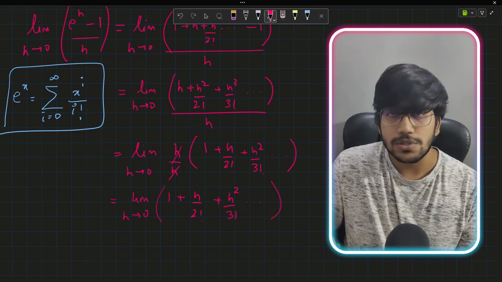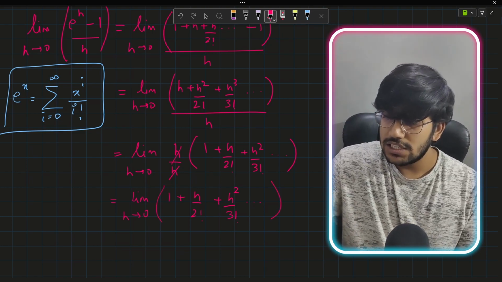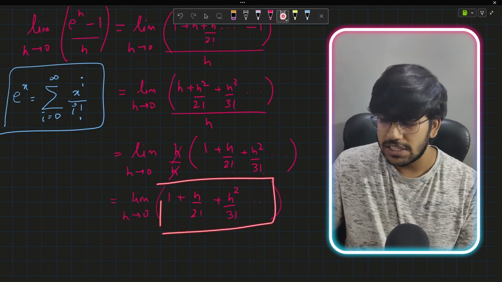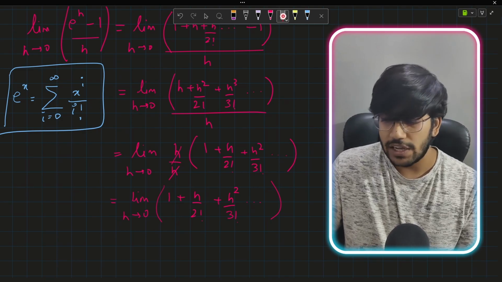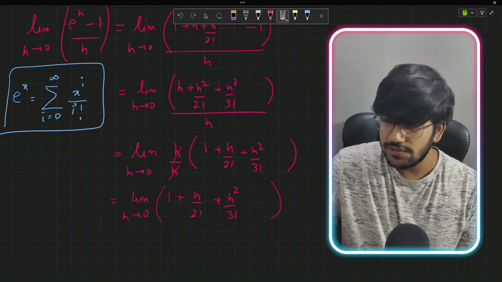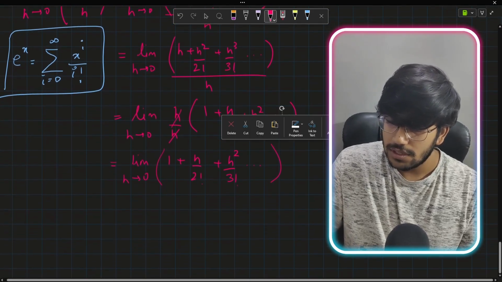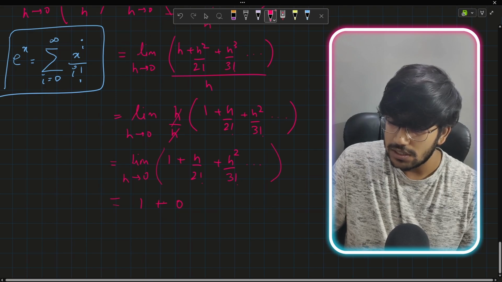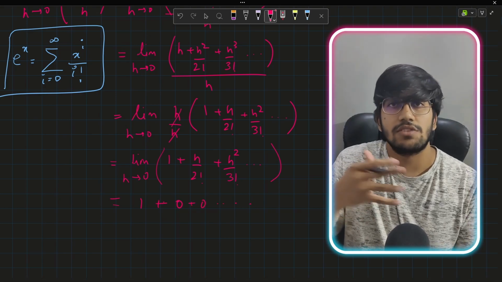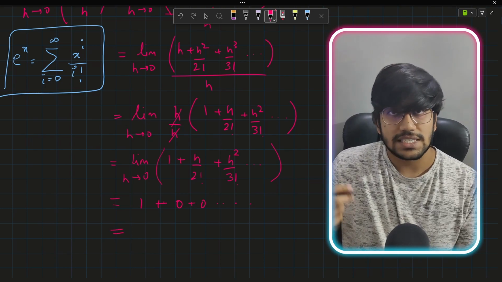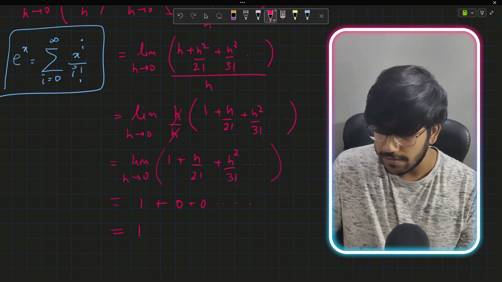Now if you observe properly, this is not an indeterminate form. Basically you can put the value of h in this expression without having any problem. What this gives us is 1 plus 0 plus 0 and infinite terms of 0, but summation of all zeros is still 0, so this value is 1.